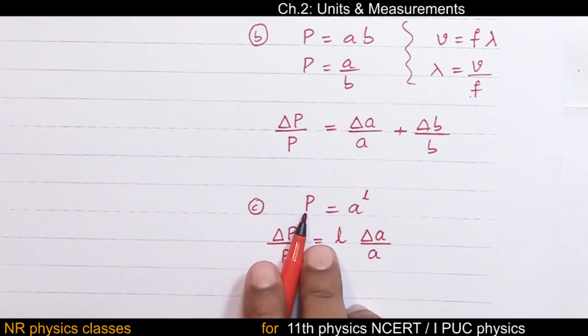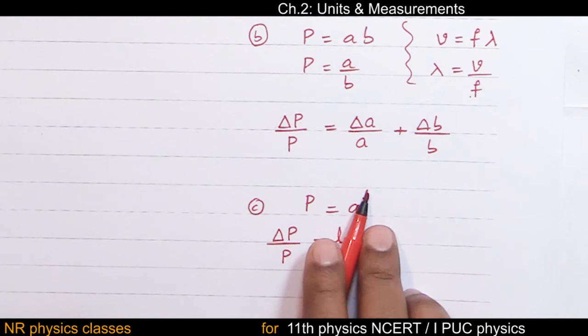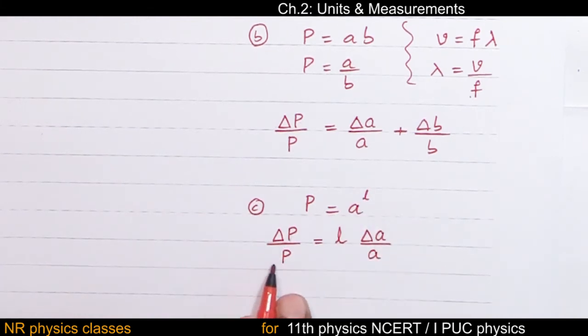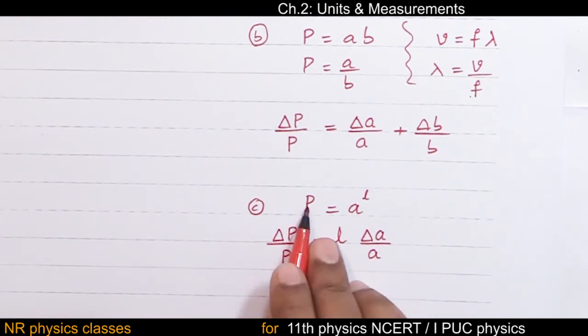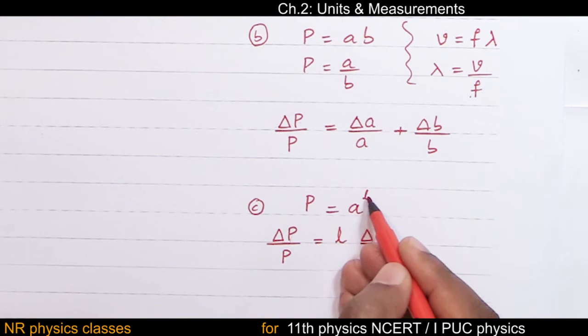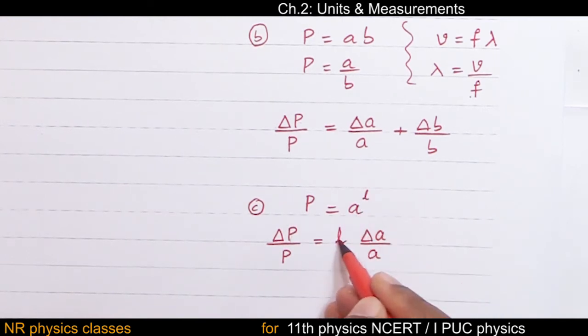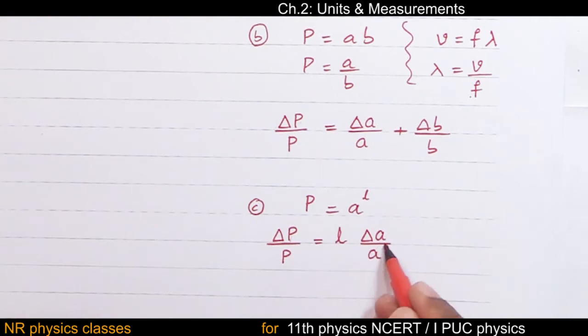Let me repeat. Some equation P equal to A to the power of L, where L is the power. The maximum relative error in the measurement of P is equal to the power, nothing but L, times the maximum relative error in the measurement of A.